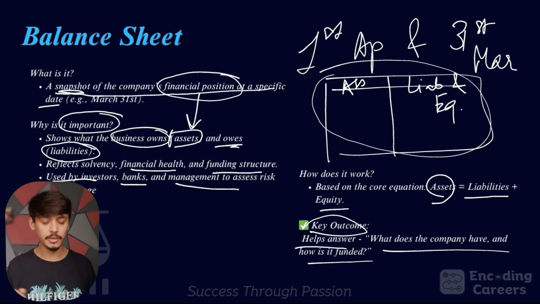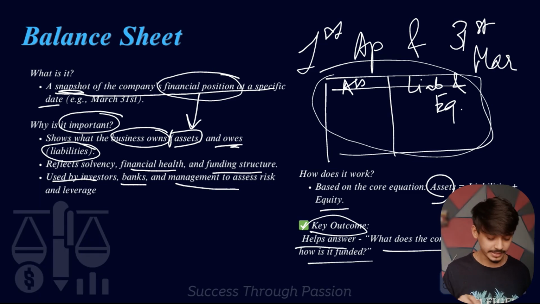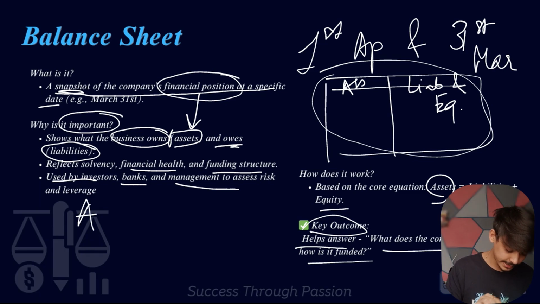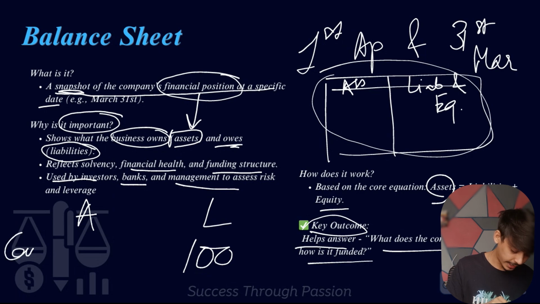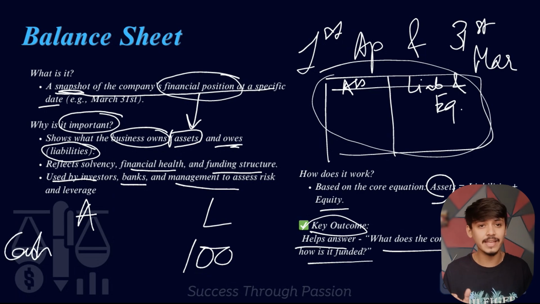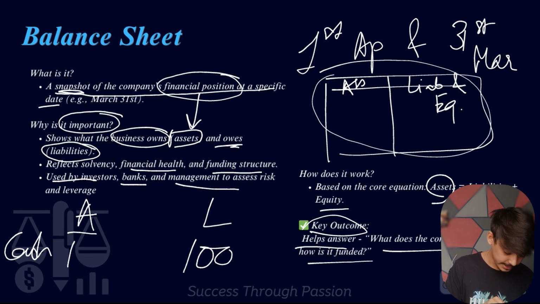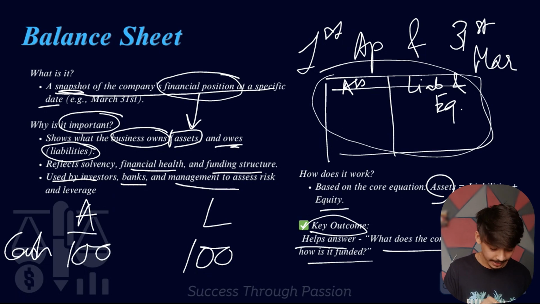If we understand this by a very simple example, let's assume this is the asset side, this is the liability side. You go to a bank and you take a 100 rupees loan from that particular bank in the name of your company. Now that you have received 100 rupees for your business, you will add it in your cash account. Since cash is an asset, you can use it for your business. You will add that under the asset side as 100. That way we can see that this is tallying, 100 on both sides.